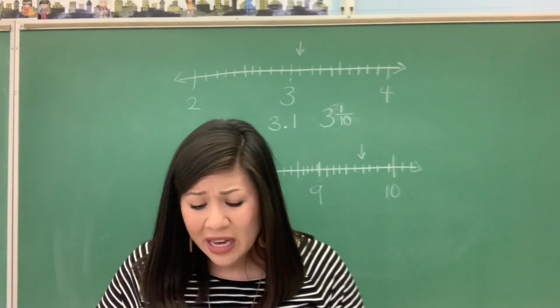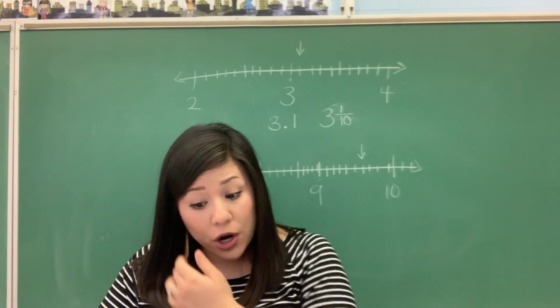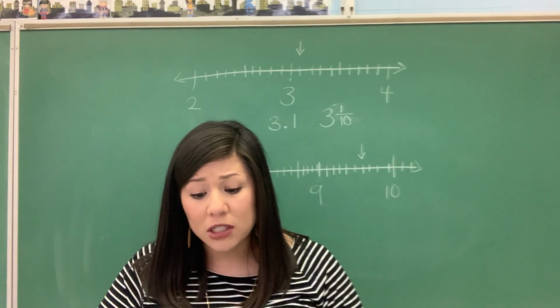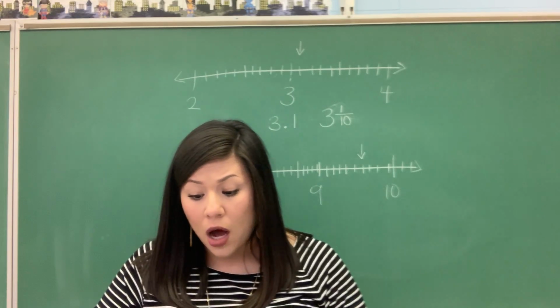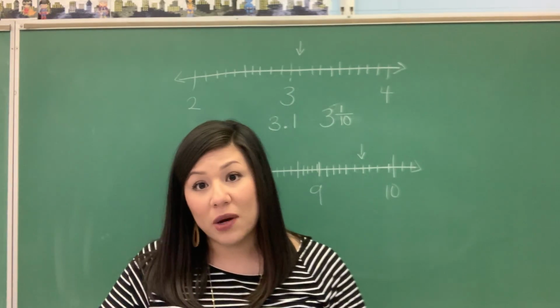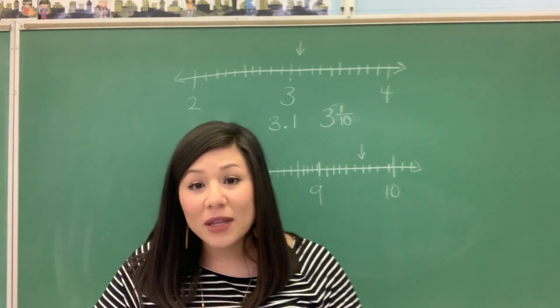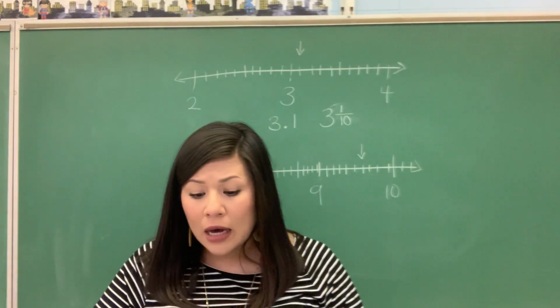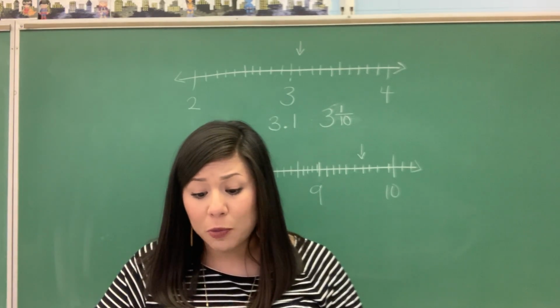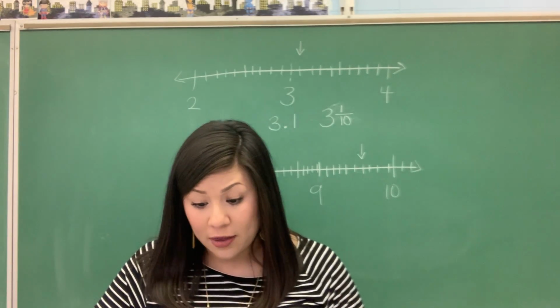So if the distance between whole numbers on a number line is divided into 100 parts, then points between whole numbers may need to be written with 2 decimal places. The arrow on the next one, and I didn't write this one on the board because there were lots of tick marks, is pointing to 3 and 25 hundredths, which can be written as 3.25 or 3 and 25/100. Okay.